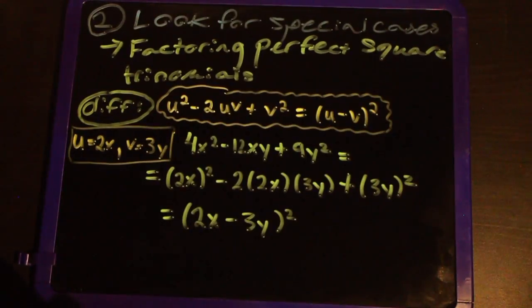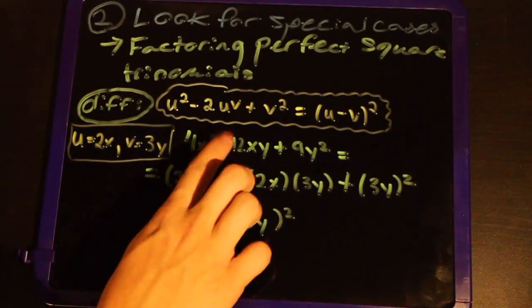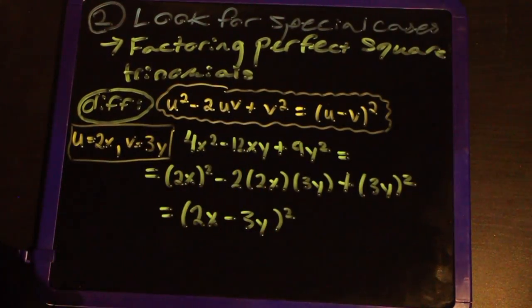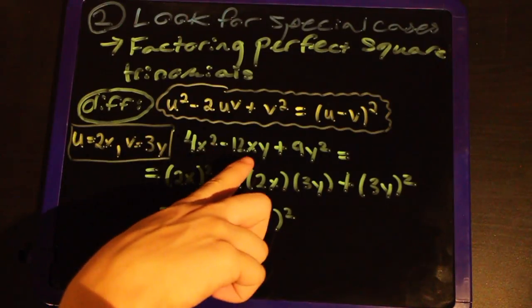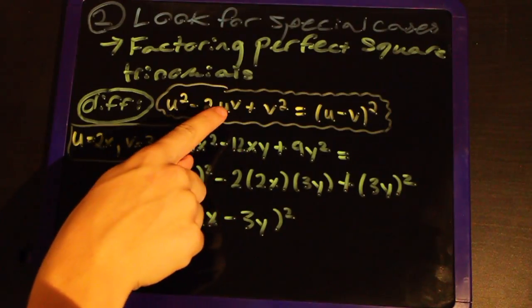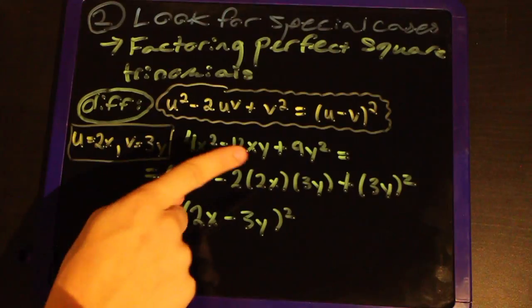So our third special case that we're going to be looking at when we're factoring polynomials is going to be the difference of perfect squares. So the way you're going to know whether it's a difference of perfect squares or a sum of perfect squares is the first sign in the equation. We can see our first sign here is a negative, so we know we're going to have a difference of perfect squares. So when we look at our equation, we have 4x squared minus 12xy plus 9y squared. And when we plug it into our formula up here, we can see that our u is 2x and our v is 3y.